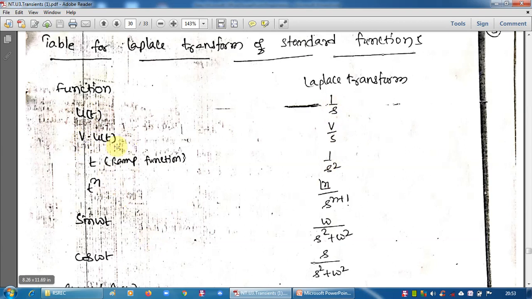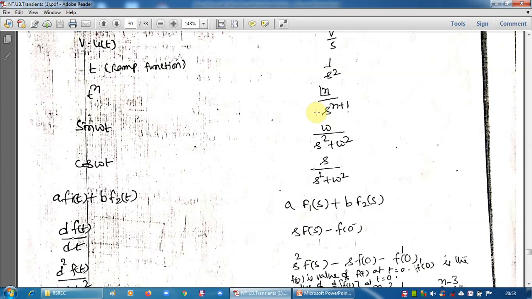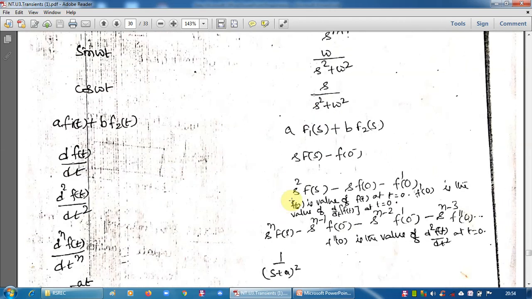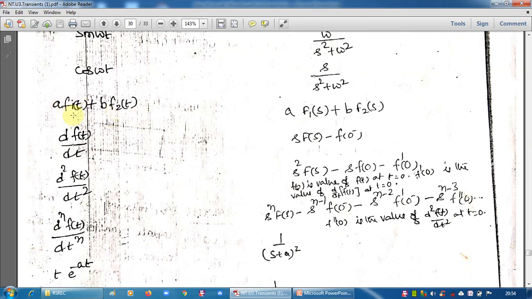For t, 1 by s square. Laplace transform of t is 1 by s square. Laplace transform of t power n is this. And this is required for us. Laplace transform of sin omega t equal to omega by s square plus omega square. Laplace transform of two functions can be added like this. This is nothing but sum of two functions in s.